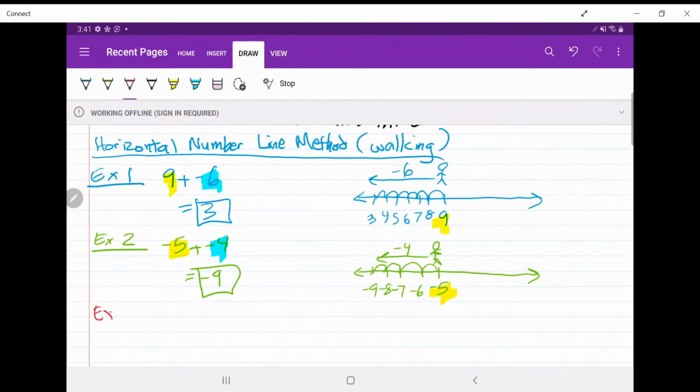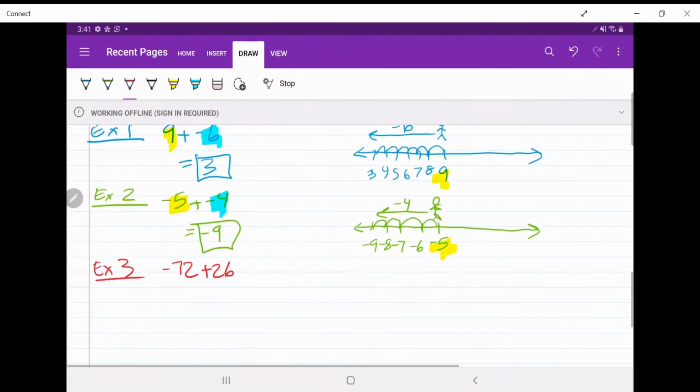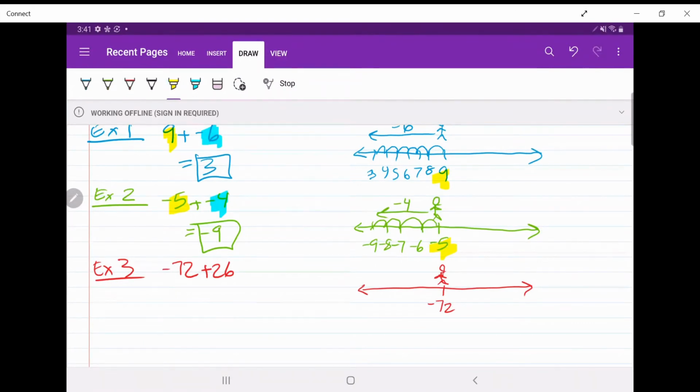In example 3, we have negative 72 plus 26. So we start at negative 72, and then we want to move 26 positive, so that means we're walking to the right. So we're walking to the right, positive 26. Now where do we land exactly?